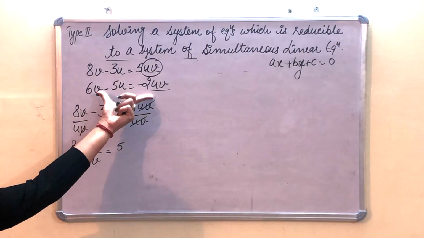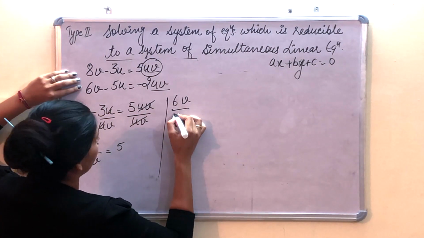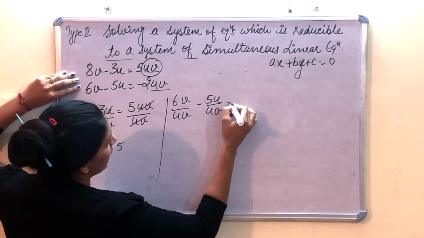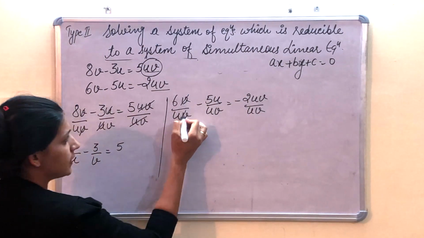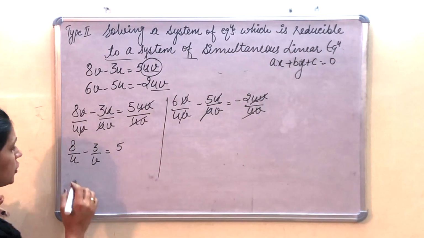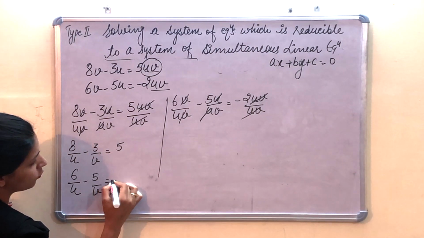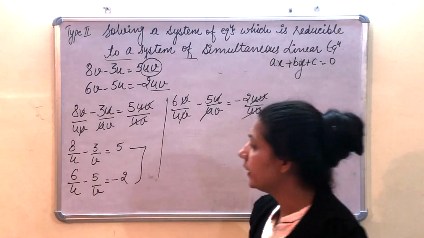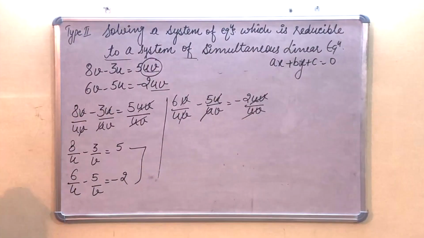One equation. Same as it is, the second equation, we divide it also: 6v by uv minus 5u by uv is equal to minus 2uv by uv. v cancels v, u cancels u, uv cancels uv. So our equation is 6 by u minus 5 by v is equal to minus 2. But both the equations are not in the form of linear equations. So we have to make them linear.